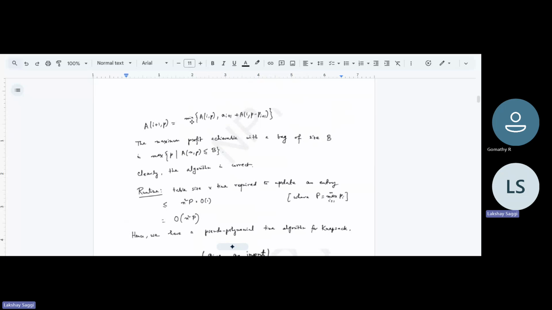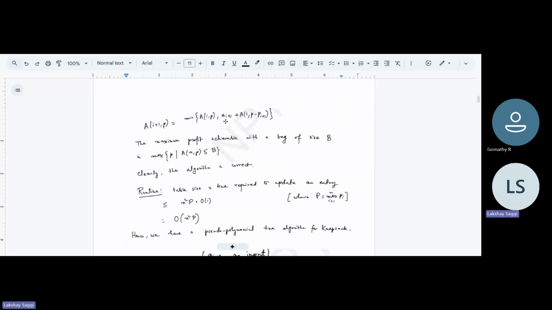And it's not too hard to see that the i plus 1 comma pth entry essentially says that out of the first i plus 1 items, you have to select the smallest size subset of items such that the profit is at least p. So there are two ways: either you include the i plus 1th item, or you don't include the i plus 1th item. If you don't include it, then this entry is just ai comma p.